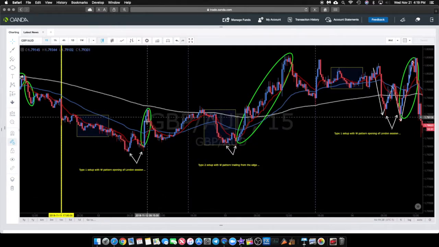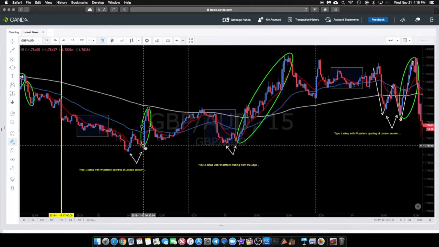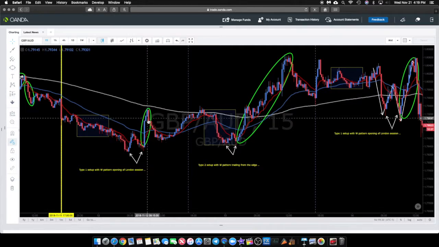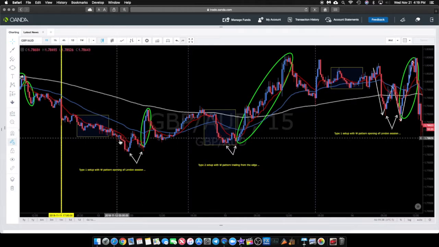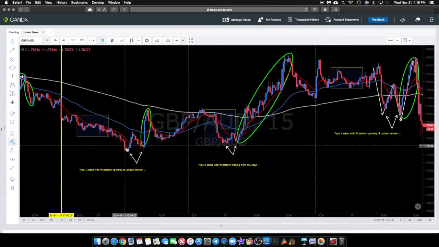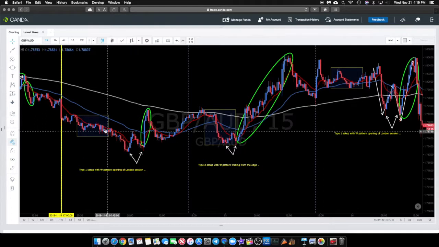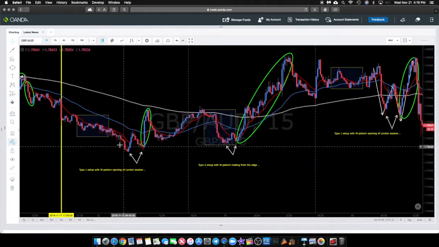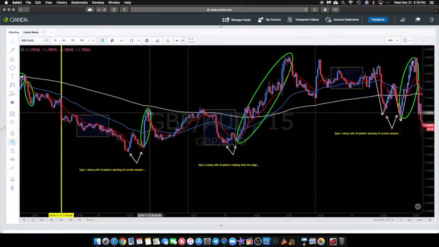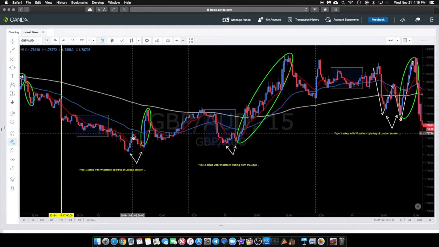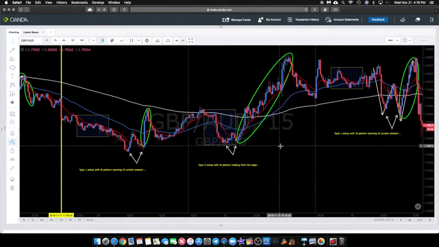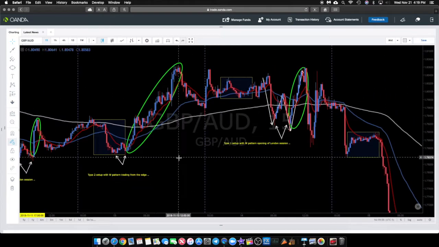And this was essentially during the US Open right here. Okay, so it doesn't always happen during London, as you can see. It basically took the entire London session to develop, and then it broke out during the US session. So type 1 setup here, and let's go to the next one.